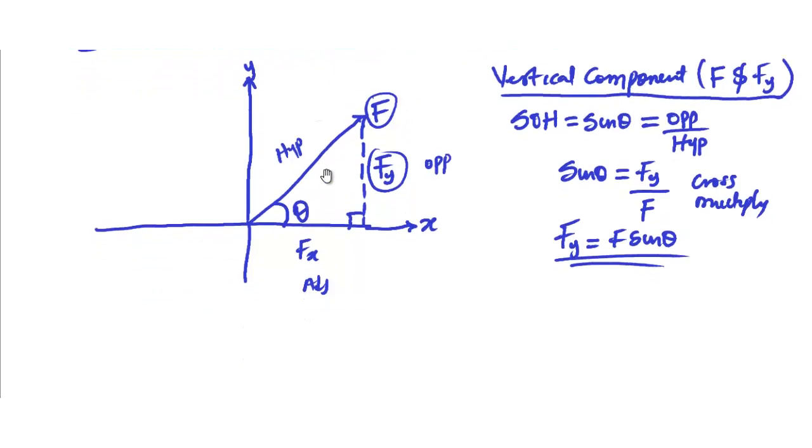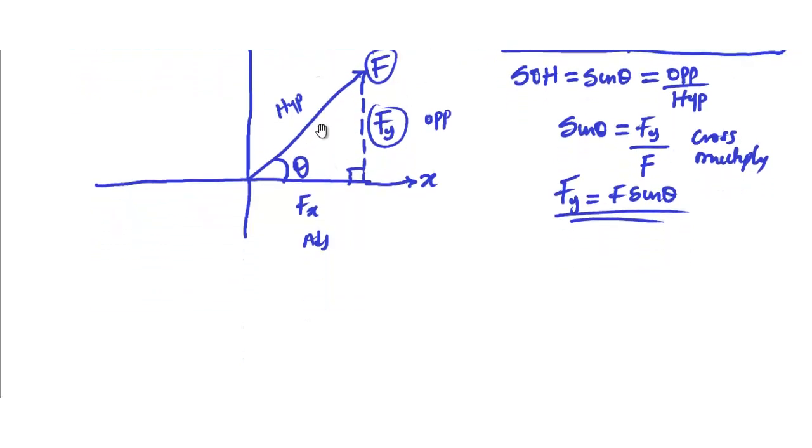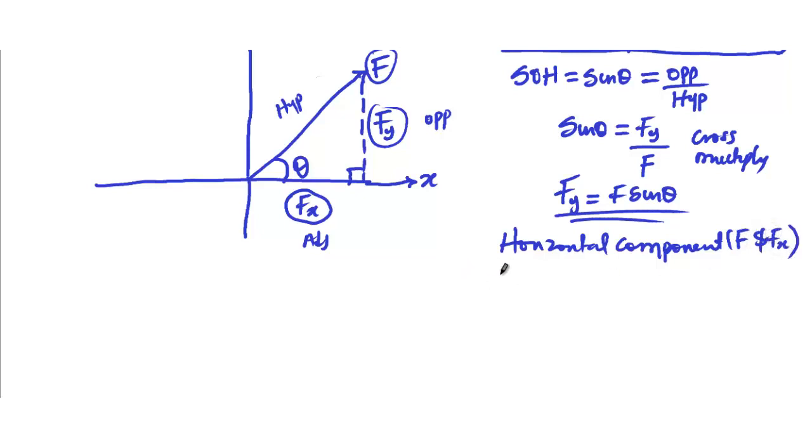Now let's consider the case for the horizontal component of the vector. So let me scroll up a bit. Okay, I don't want to lose this page. So the horizontal component of the same vector, that would be the horizontal f subscript x and the vector, in this case, that's f and f subscript x. So that is adjacent and hypotenuse.